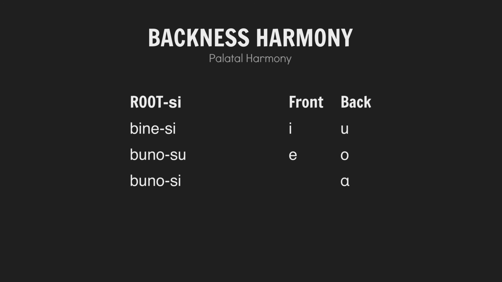That is, all vowels in a word, say, must be either front vowels, bi, ne, si, or back vowels, bu, no, su, never a mixture. Notice how the suffix here may be either si or su, depending on the harmony of the root. Good examples of backness harmony in the wild include Finnish, Hungarian, and Turkish.